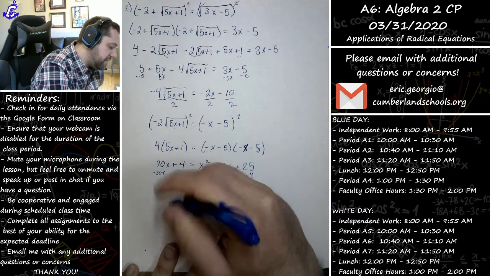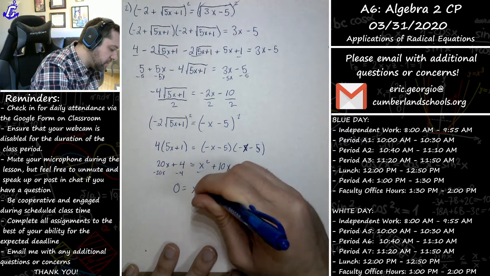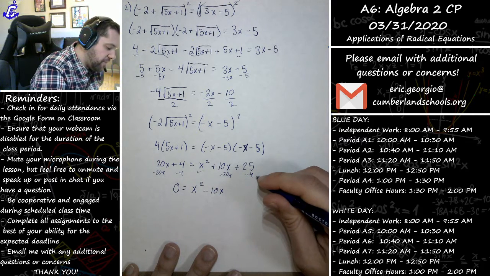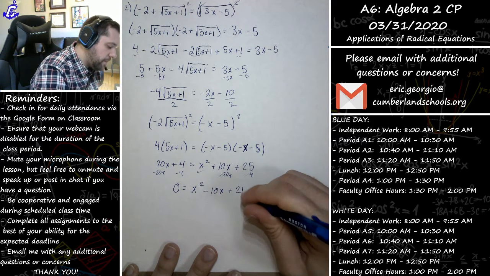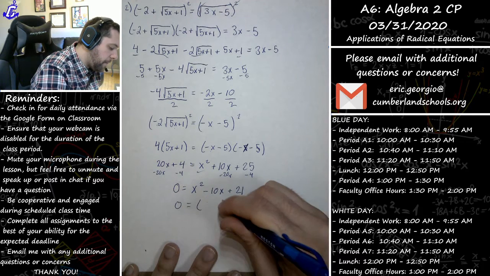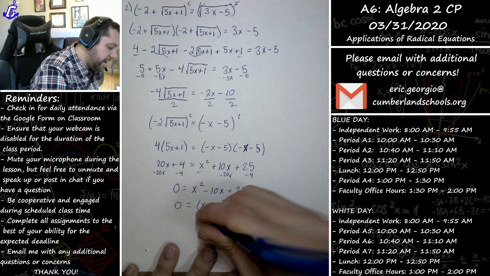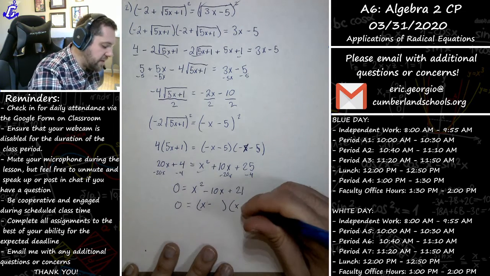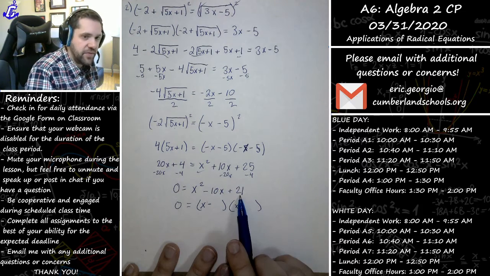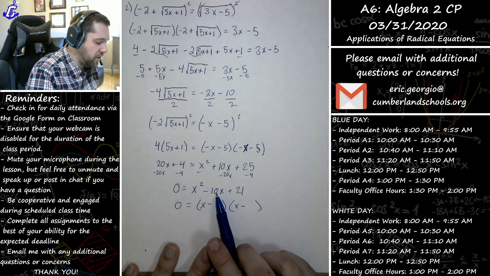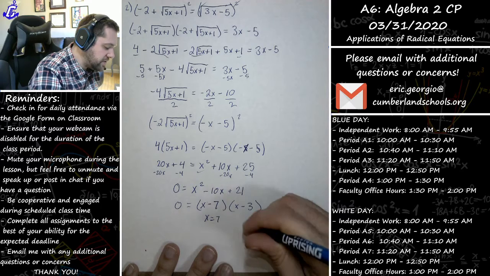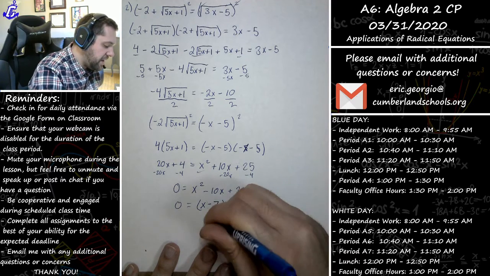I get 0 is equal to x squared. Let's see, 10x minus 20x, so minus 10x. And then 25 minus 4, plus 21. We set up to factor now. We get x and x because that's what's going to multiply to give us x squared. 2 minus signs are needed because we need 2 of the same sign to multiply to a positive, and I see that negative 10 in the middle. I need negative 7, negative 3. That gives us 2 potential solutions of x equals 7 and x equals 3.